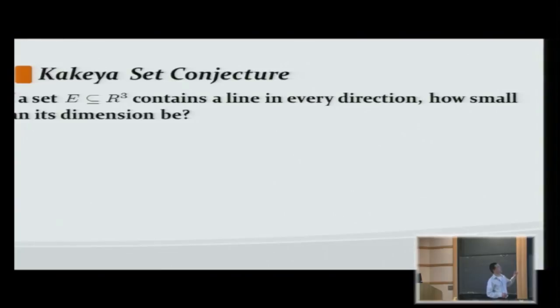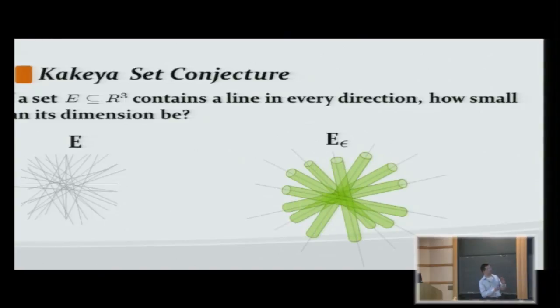And so if you have a subset of R3 that contains a line in every direction, how small can its dimension be? This is a question that seems more complicated because it is about fractals or something, not discrete tubes. But if I had some set whose dimension was small, I could take an epsilon neighborhood of it, and this is going to contain a tube in a whole bunch of different directions.